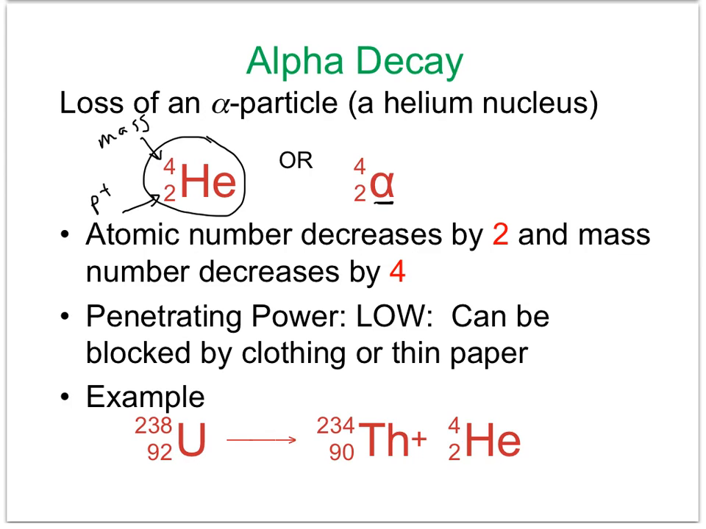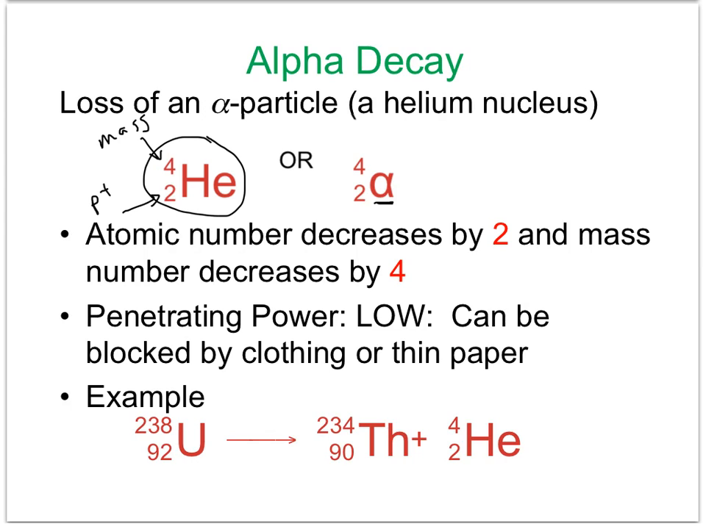the 2, respectively. The penetrating power of alpha decay is extremely low, so it is the least dangerous of the three types we're going to discuss. This is because it is the heaviest of the three particles. Clothing or thin paper can block these alpha particles and protect you.